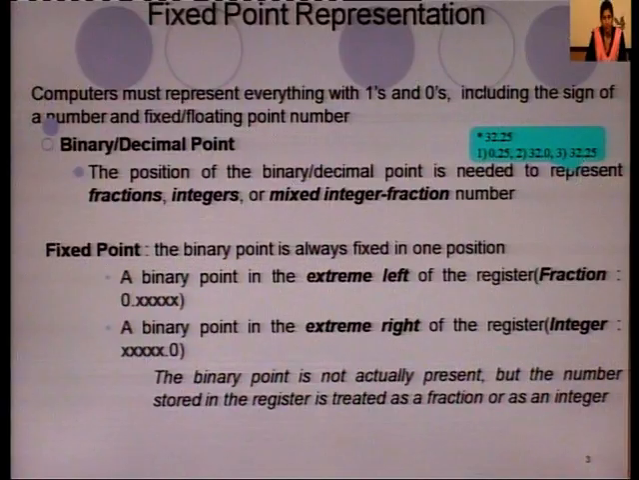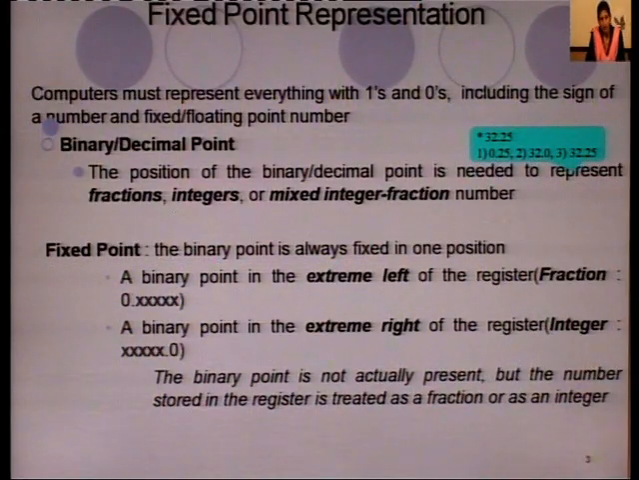So now we will study fixed point representation. A computer must represent everything with zeros and ones, including the sign of a number and fixed and floating point numbers. Binary decimal points: the position of the binary decimal point is needed to represent fractions, integers, or mixed integer fraction numbers. Fixed point numbers: the binary point is always fixed in one position.